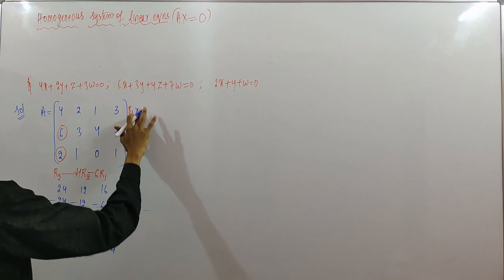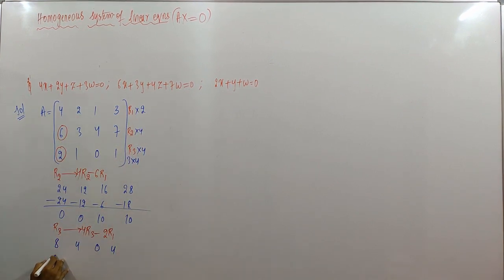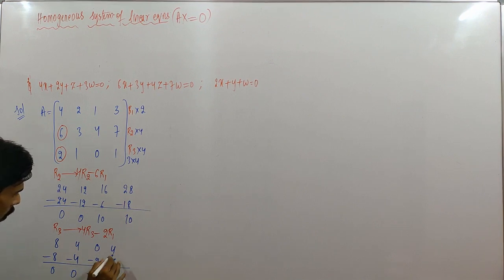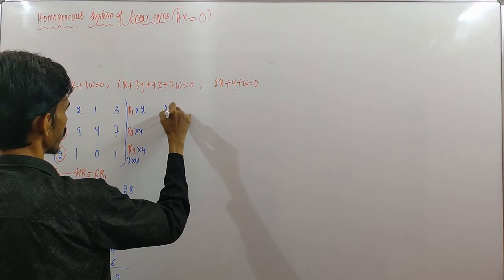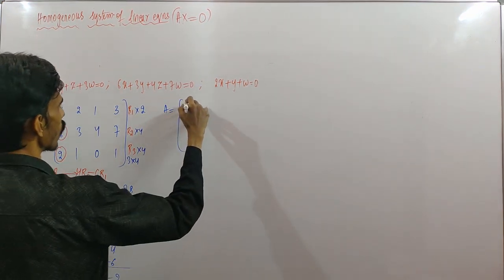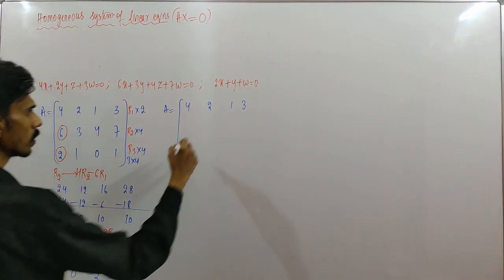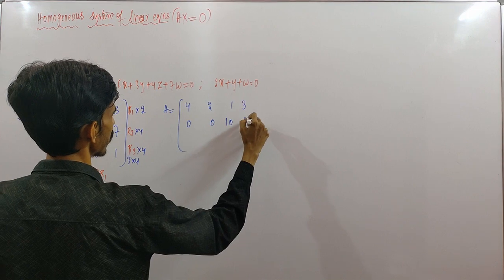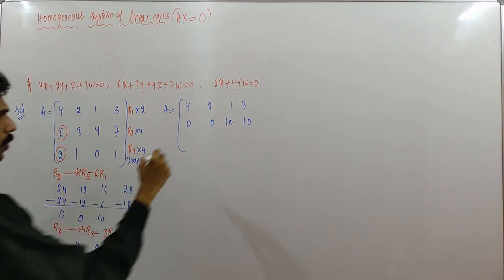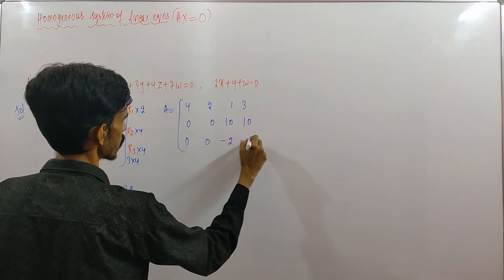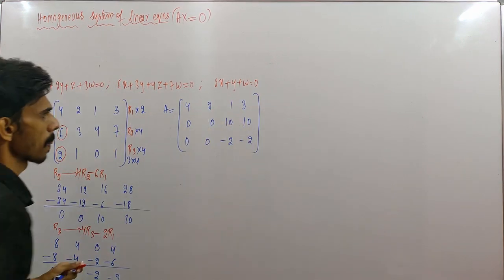Now 2 R1. So we have to multiply by 2 here. 2 4s are 8. 2 2s are 4. 2 1s are 2. 2 3s are 6. Minus sign is there. Apply minus. We have 0, 0, minus 2, minus 2. Now this A matrix is 4 2 1 3 as it is, 0 0 10, we have 10, 0 0 minus 2 minus 2.